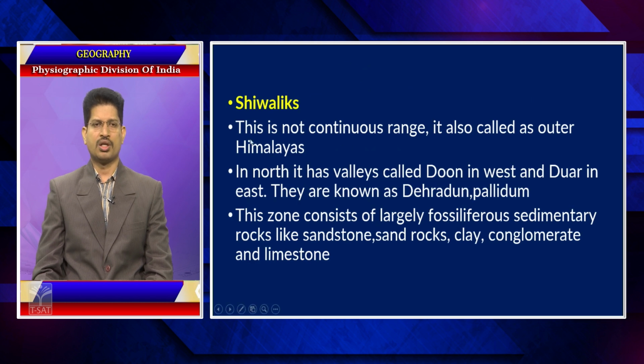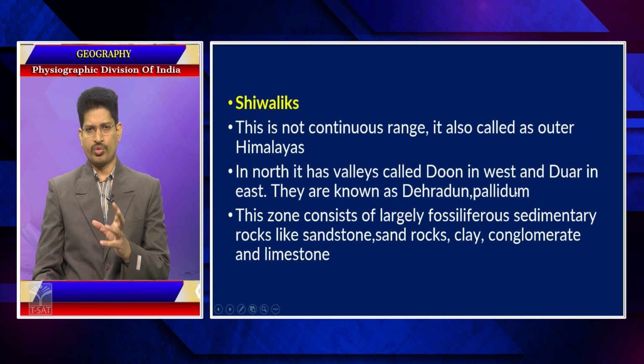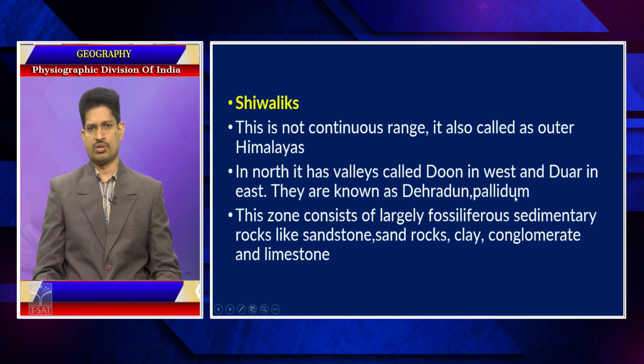The next longitudinal layer is the Shivaliks. This is not a continuous range. It is also called the Outer Himalayas. It has valleys called Doon in the west and Duar in the east. They are known as Dehradun and Patlidoon. So these are some important areas which can be asked in the questions, Dehradun and Patlidoon. This has largely fossiliferous sedimentary rocks like sandstones. Fossiliferous means that because they are sedimentary rocks, there is a possibility of the existence of certain fossils.